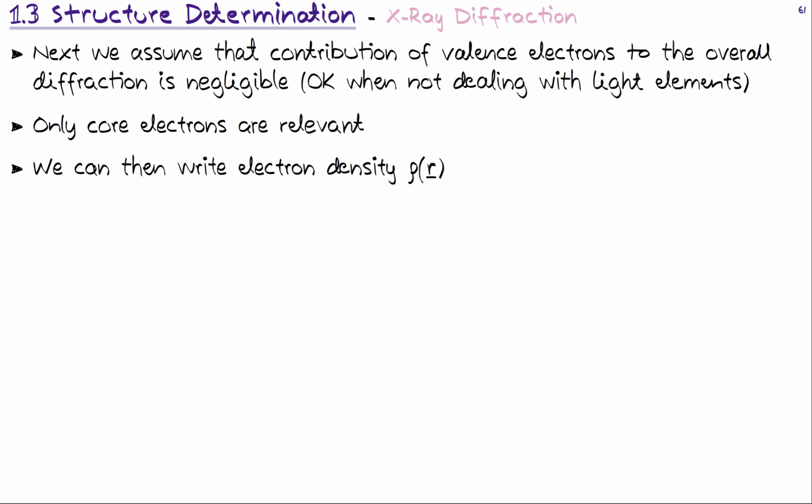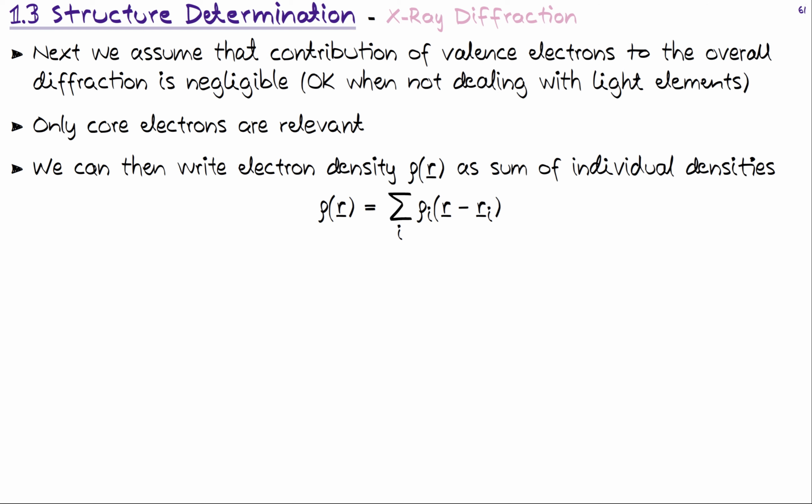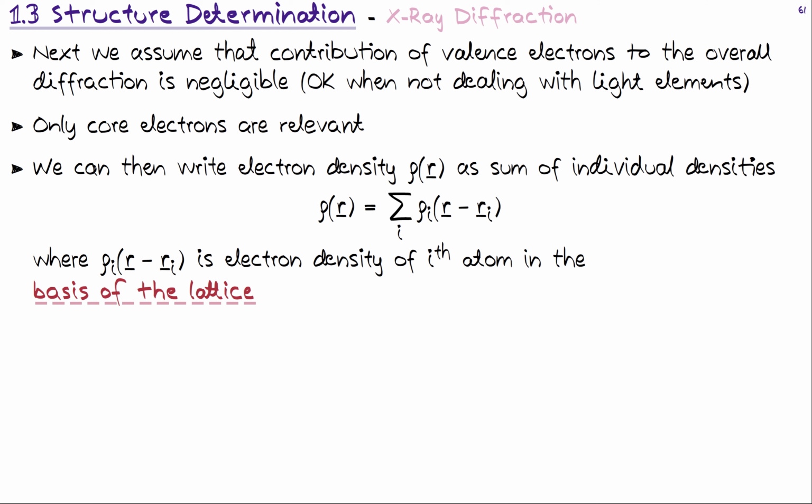And with this assumption, we can then write the whole electron density rho as a sum of individual densities of atoms that may be inside our basis of the lattice. So the electron density could be written as a sum over a dummy index i, where we have different contributions of different atoms. In essence, this rho i at a position of R minus Ri is an electron density corresponding to the ith atom that we have in the basis of the lattice.